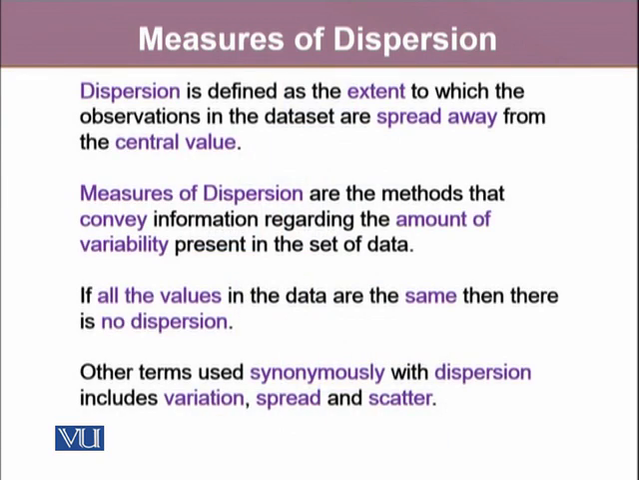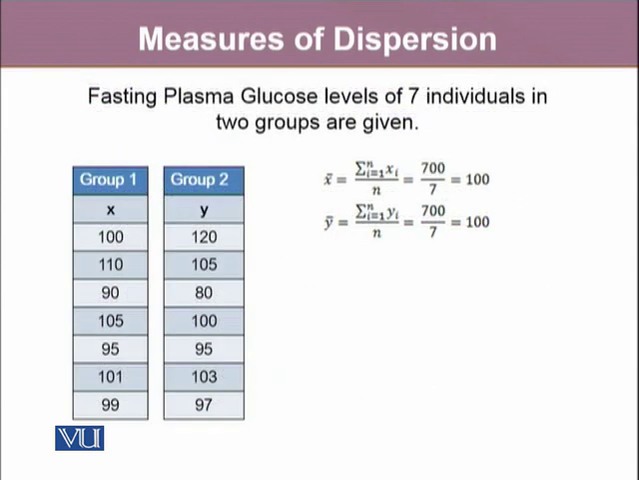Dispersion is defined as the extent to which the observations in the data set are spread away from the central value. These measures convey the information regarding the amount of spread, that is variability, present in the set of data. If all the values in the data set are the same, then there will be zero variability, and we can say there's no dispersion. Other terms used synonymously with dispersion include variation, spread, and scatter.